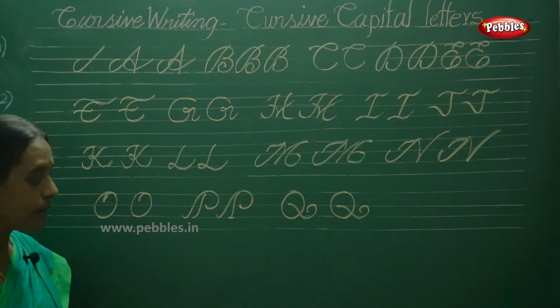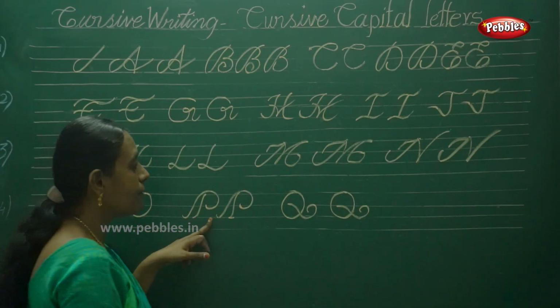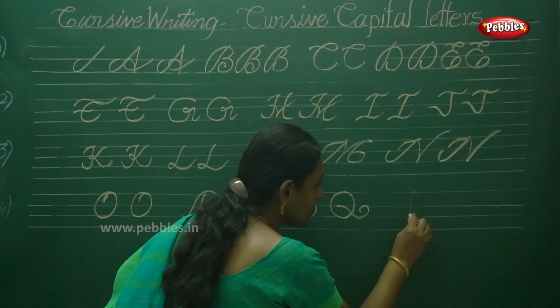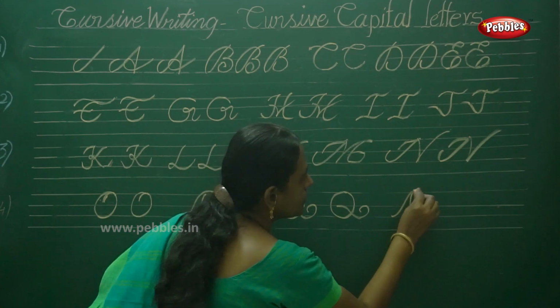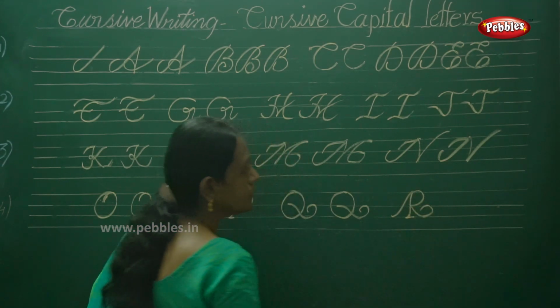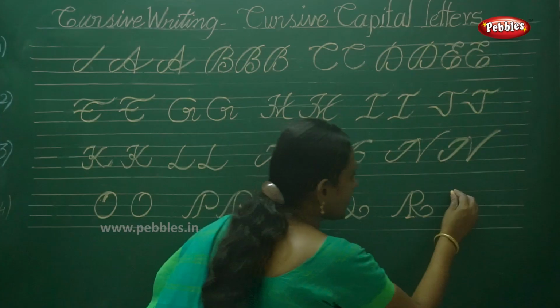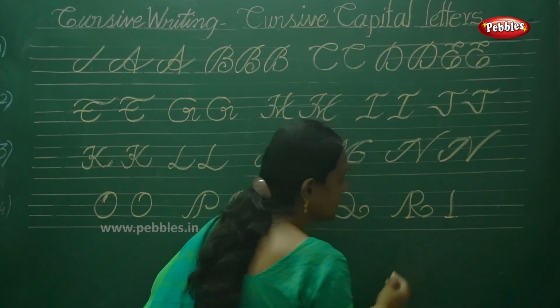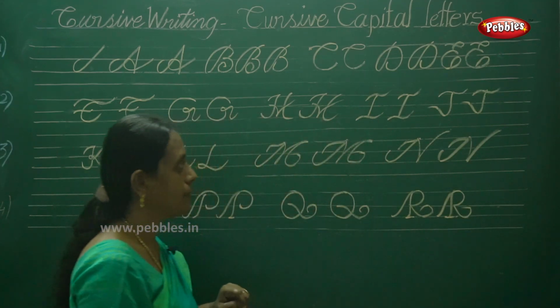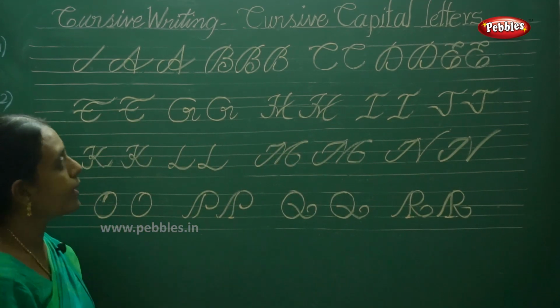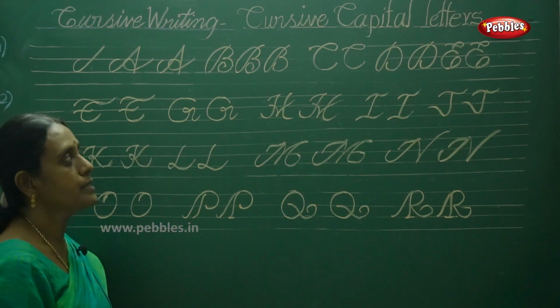R is similar to our alphabet P, same stroke. So first same, and R, straight, and R. From A to R, we have seen the cursive capital letters.